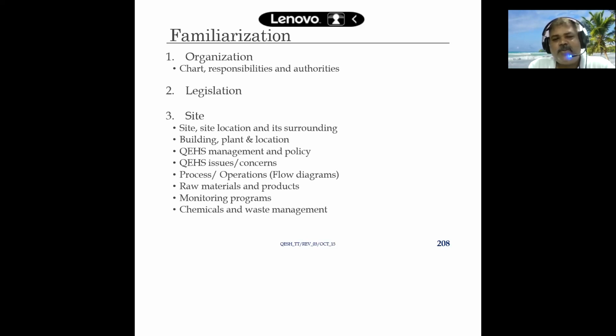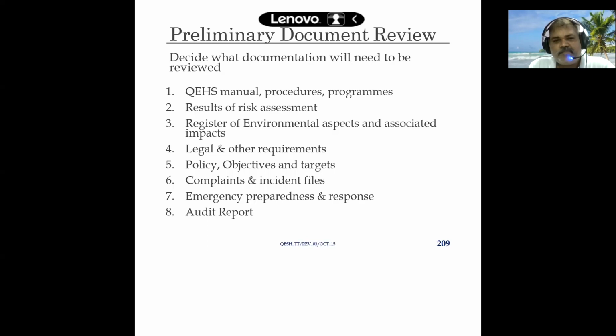Then your management policy. Have any issues or concerns? Maybe you can ask for them. Any past accidents or incidents, right? Then after that, how was the improvement, or what actions were taken after the accident or any non-conformities. Then you can ask for the process and operation flow diagrams. And then for the raw materials and products, you go for monitoring programs, chemicals and waste management system, those things.